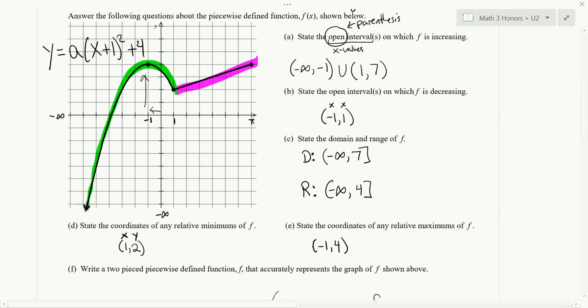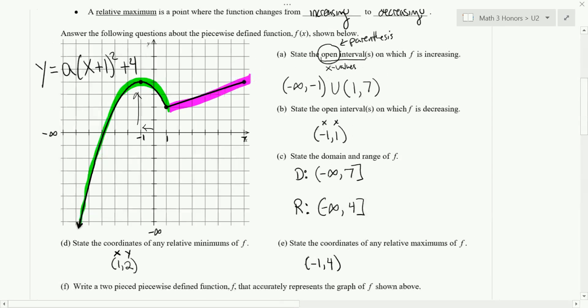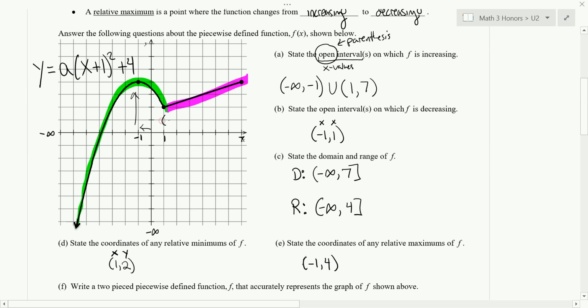So we pick another point that our equation goes through. The vertex won't help us in this one. And so maybe pick 1, 2, our relative minimum, and plug 1 in for x, 2 in for y. See what we end up with. So I'm going to subtract 4.